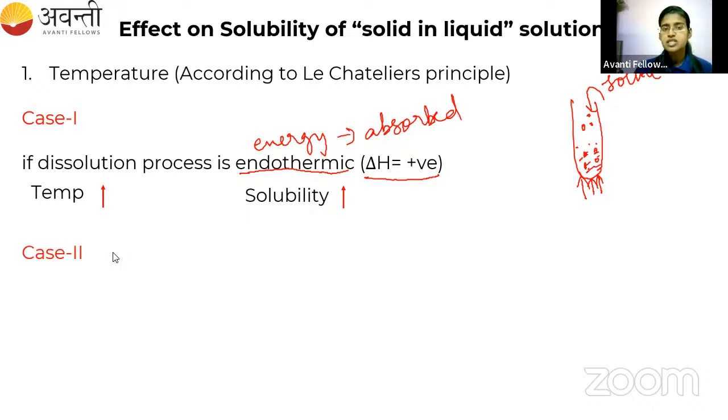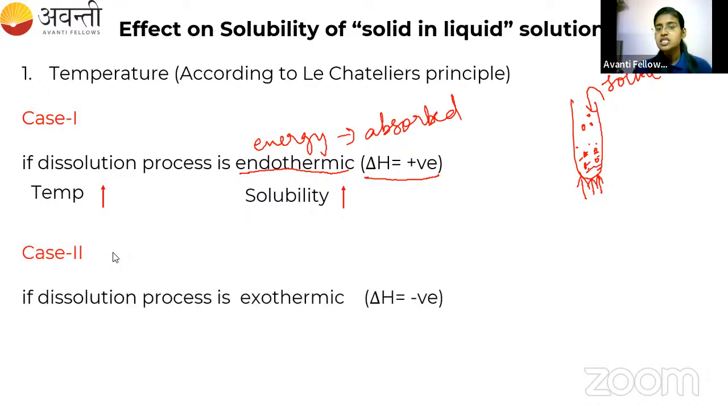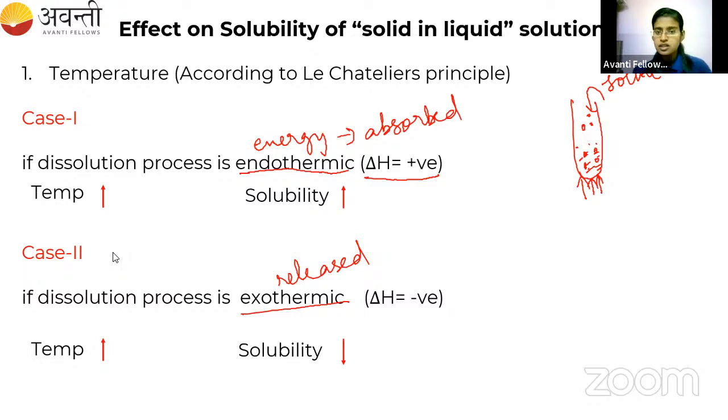In case 2, if the dissolution process is exothermic, meaning on adding the solute the test tube becomes hot, the heat energy is getting released from the system to the surroundings. In that case, the delta H value will be negative. And for those systems, if I increase the temperature, solubility will decrease. This is very, very important, so please take a note of it. For an endothermic process, increasing the temperature increases the solubility. And for an exothermic process, increasing the temperature decreases the solubility.